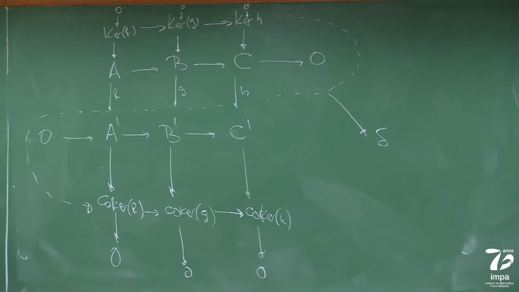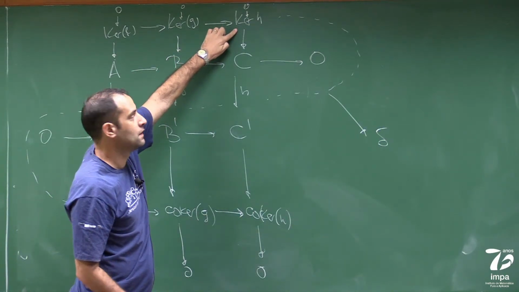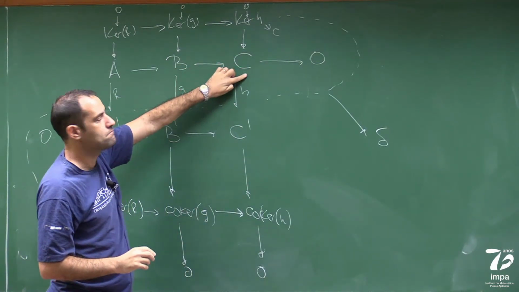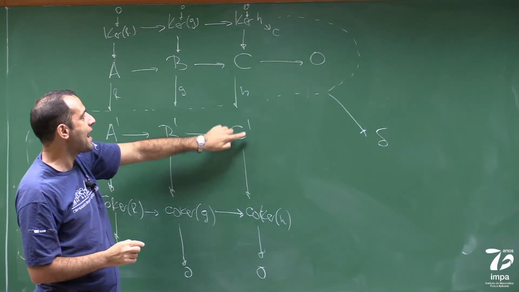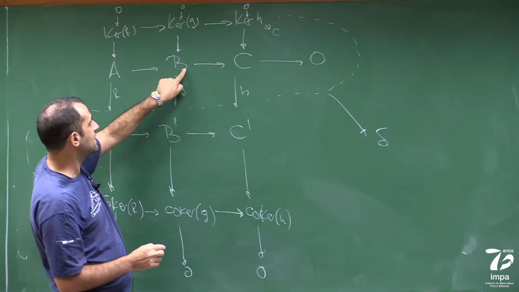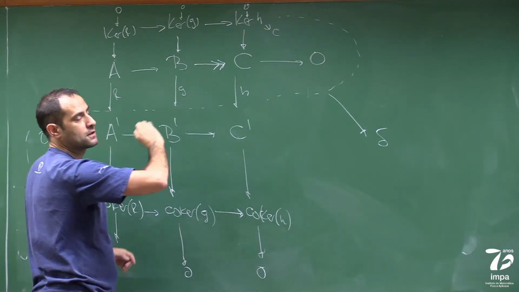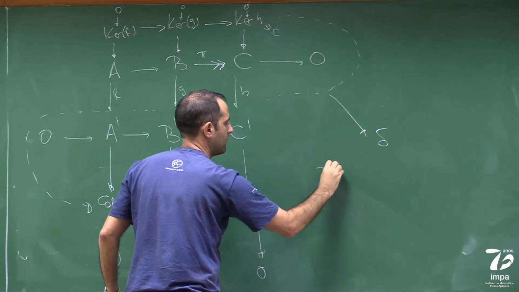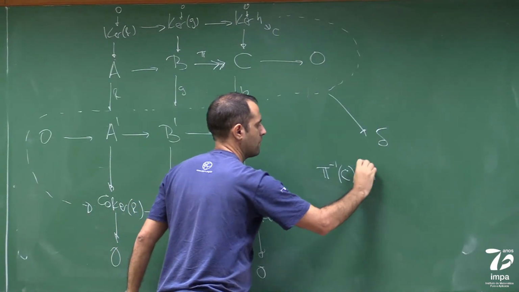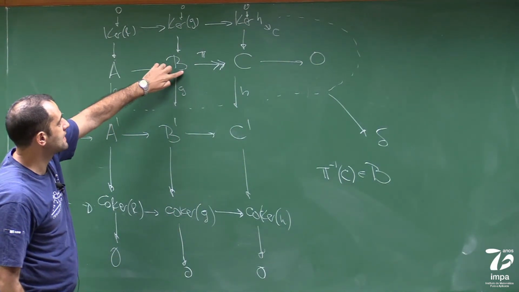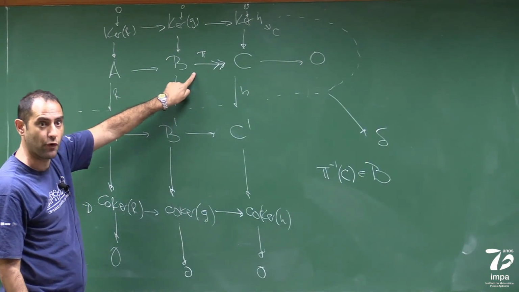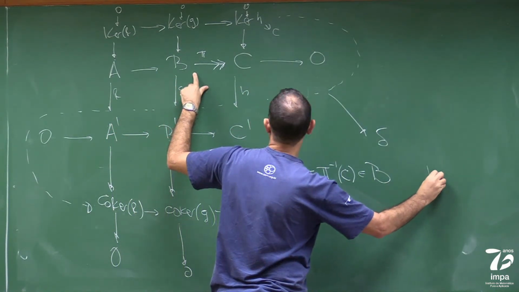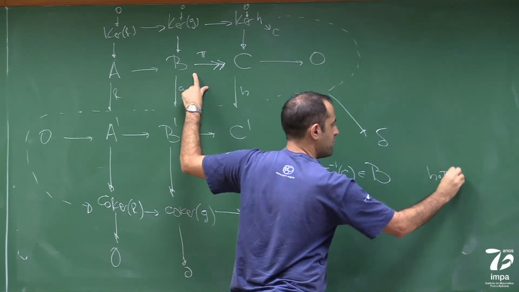All right. So let's grab something in this kernel here. So let's take some element C, which is in the kernel of H. Okay? So this C is an element inside of here, which H of that guy goes to 0. But this map is surjective. So let's call this map pi. Pi inverse of C is in B. And it satisfies that H of pi of that element is 0. So let me call this guy B. Then what I know is that H of pi of B is 0.